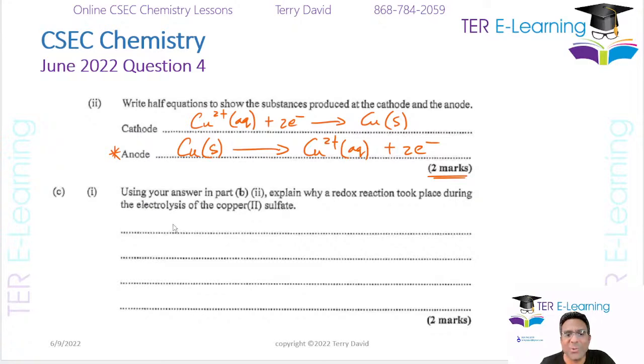All right, using your answer in B part two, explain why a redox reaction took place during the electrolysis of copper sulfate, right? Now, remember, a redox reaction is one in which you have both oxidation and reduction taking place at the same time, right? Now, let's see what's happening here. 2 to 0. So we're using our answers here to show why this is a redox, right?